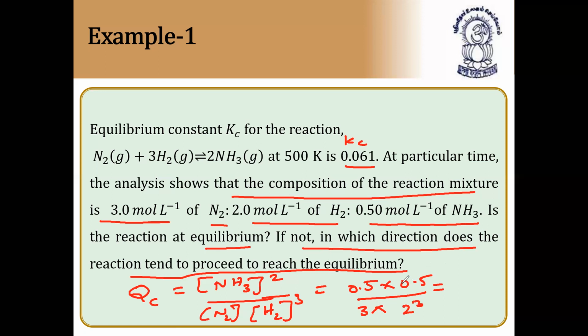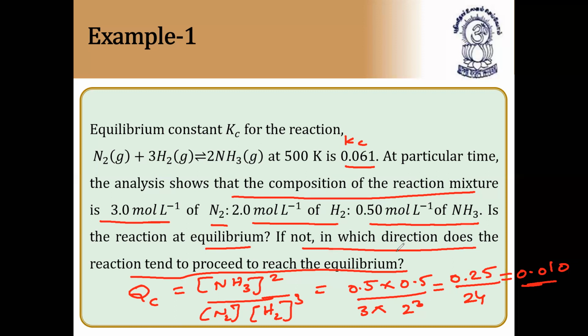So now let us multiply. 0.5 into 0.5 is equal to 0.25, divided by 3 into 8, that is 24. Because 2 cube is 8, and 3 into 8 is 24, so 0.25 by 24 is approximately 0.0104, approximately 0.010. Since Kc is equal to how much? 0.061. So 0.010 and 0.061, we can say Q is less than Kc. As Q is less than Kc, the forward reaction takes place.